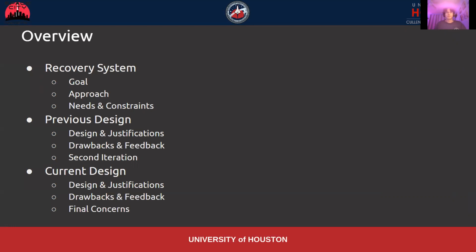We actually have a lot of components in the recovery system, so I'm just going to run through them and make sure that everything works and show all of you that it should work. I actually cross-reference and read every single specification for all the components to make sure that we're all compatible. But anyways, after that, we're going to look at drawbacks and feedback, and then we're just going to have a section where we go over the final concerns about the design.